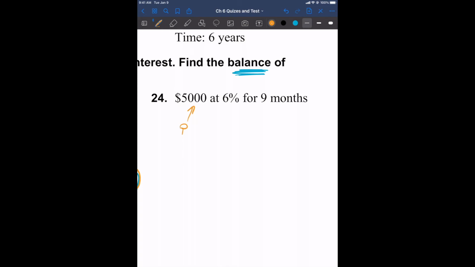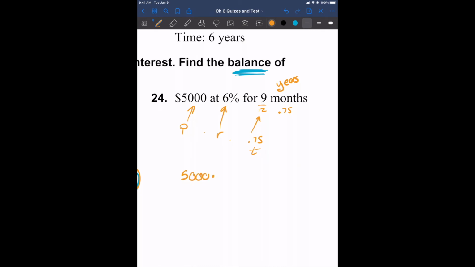$5,000, that's your P. 6%, that's your R. 9 months, ooh, that's not T. You know why that's not T? Because T is in years. You have to convert that to years. There's 12 months in a year, so just divide it by 12. Now, 9 divided by 12, actually it's not so bad. You get 0.75. You can just leave it as 0.75. I think that's what I'm going to do. Leave it as a decimal. That's my T.